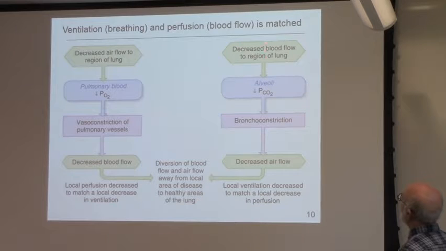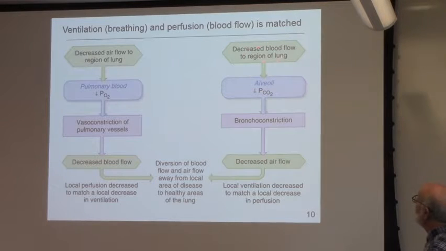Okay, let's talk about a different defect: decreased blood flow to a region of the lung. Let's say some of the pulmonary capillaries or pulmonary arterioles have gotten blocked. Can that happen? Sure. A clot, pulmonary embolism. There are lots of reasons why blood flow might not be normal.